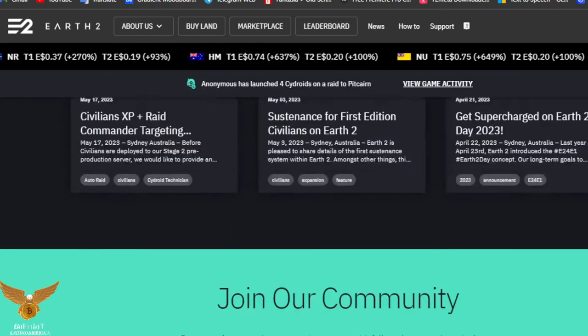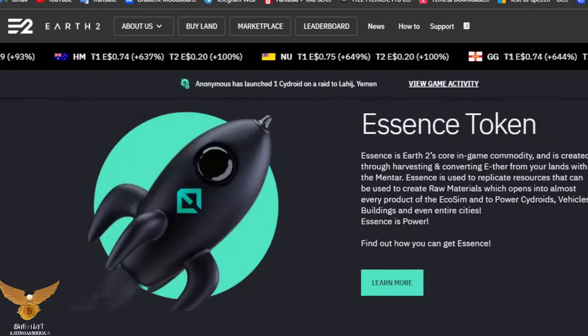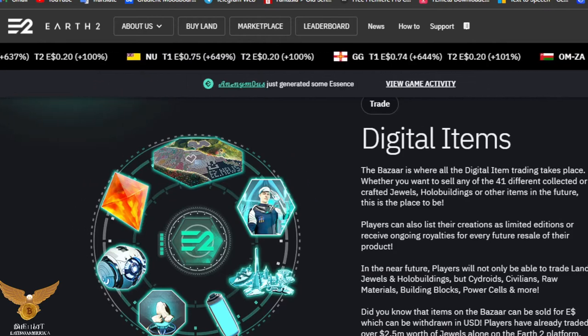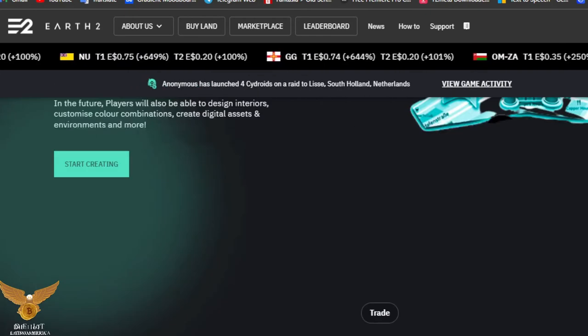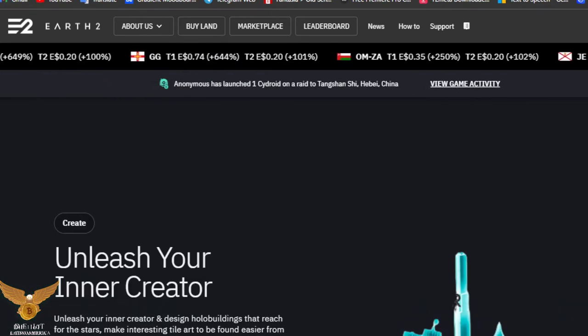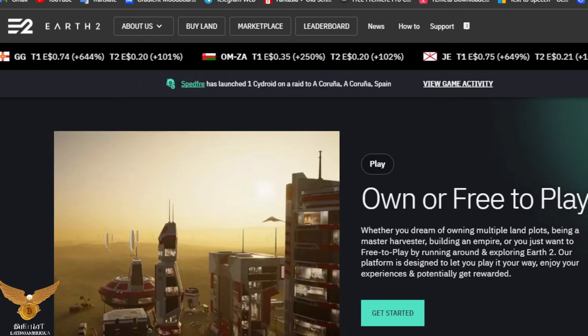Four, trust and transparency. User trust is fundamental to the success of any cryptographic project. EARTH2 must maintain high standards of transparency regarding its operation, policies, and security. In addition, addressing any concerns or controversies appropriately can help build community trust.